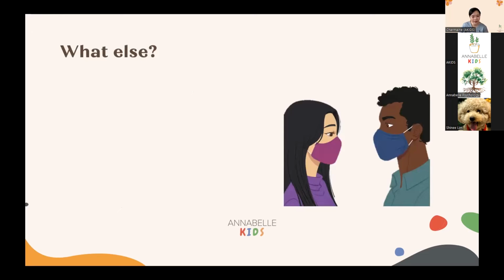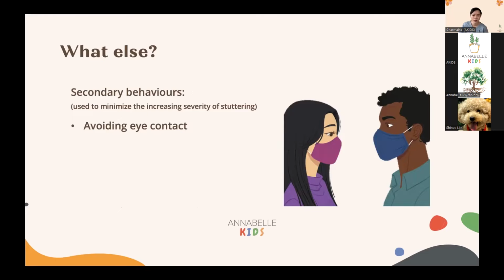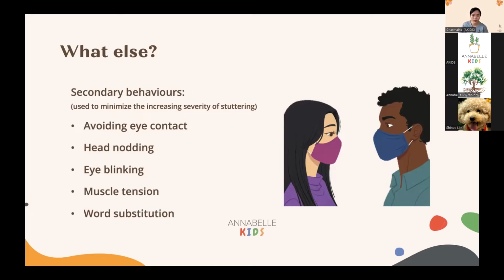Okay, so what else will a person with stuttering show? This thing called secondary behaviors. So these are behaviors that you might see that a person who stutters uses to minimize the increasing severity of a stutter. And you might see things like avoidance of eye contact, a head nod when talking, a lot of eye blinking or squinting, muscle tension as well, and word substitution, so changing the words. Right? So these are some secondary behaviors that you may see in a person who stutters.